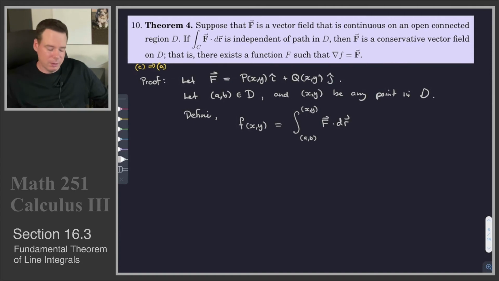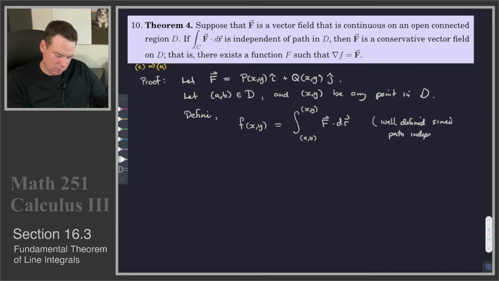But because of our assumption that the integral is path independent, this is well defined. There's no ambiguity. I can pick any path I want, do the integral, and I'm going to get the same answer no matter what the path is. So this is well defined since the integral is path independent. Okay, so there we've got our function, little f, defined.